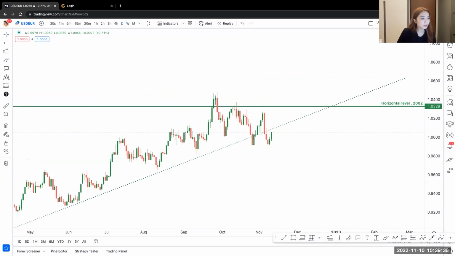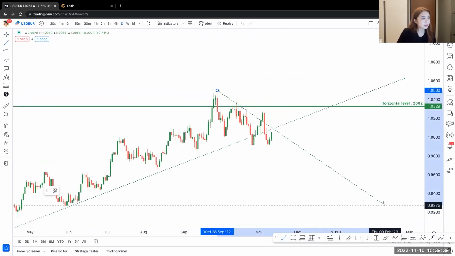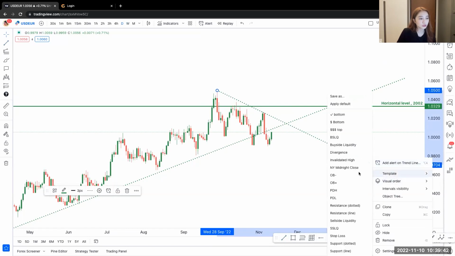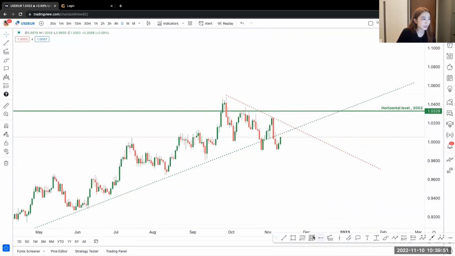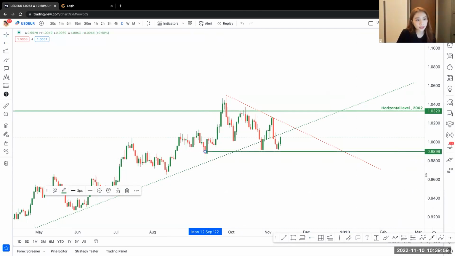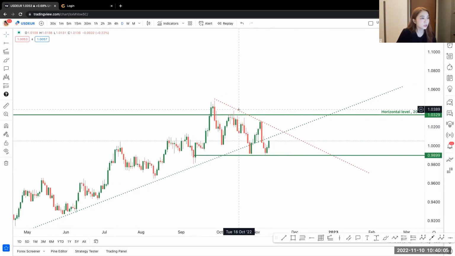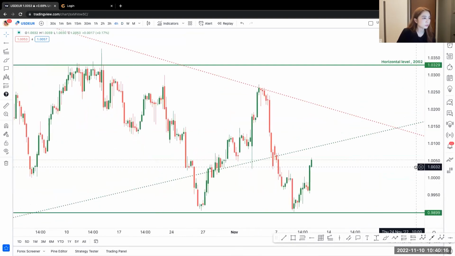Okay, so if you want to zoom in a bit more, you can see that actually daily did have a descending trend line. All right, we are looking at a potential support at 0.9899. We are looking at a possible support. All right, and then let's zoom in down to 4 hours. There's nothing much on the daily for us to conclude.